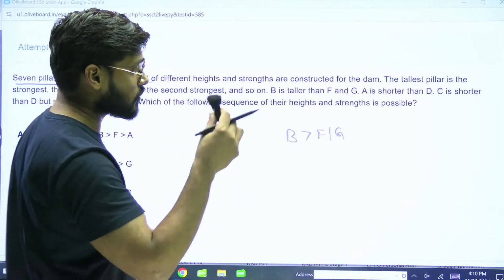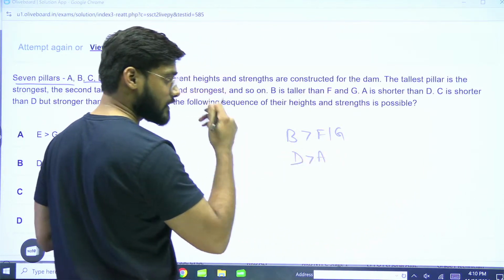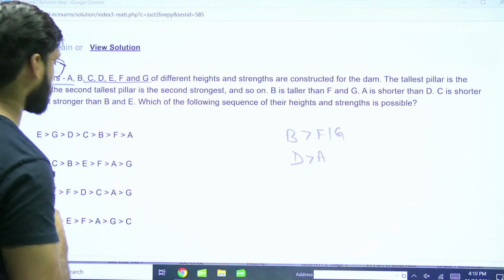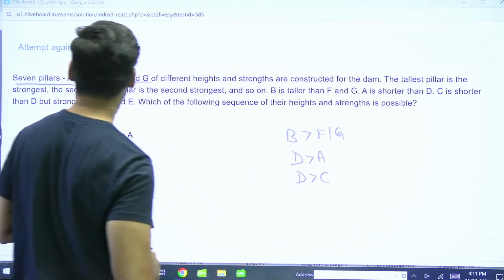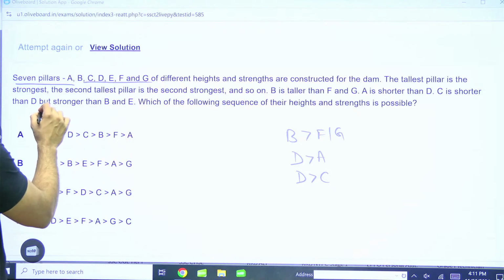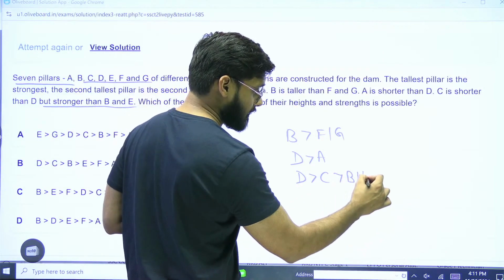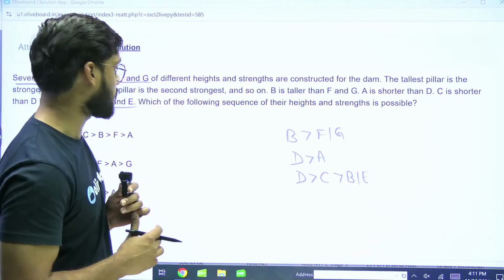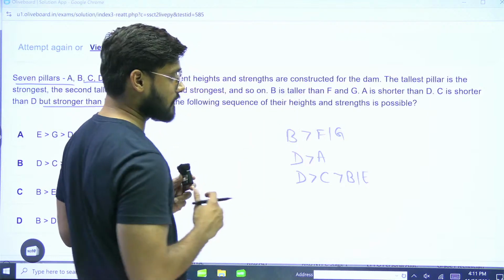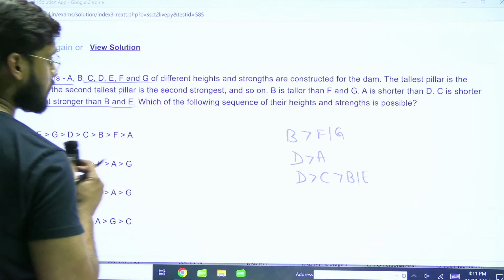A is shorter than D. So D will be taller than A. C is shorter than D. So after D, C will come. C is shorter than D but stronger than B and E. But out of B and E, we don't know who is stronger and taller. And after B, F and G will come. Okay, we will connect this line later on. Which of the following sequences of their height and strength is possible?